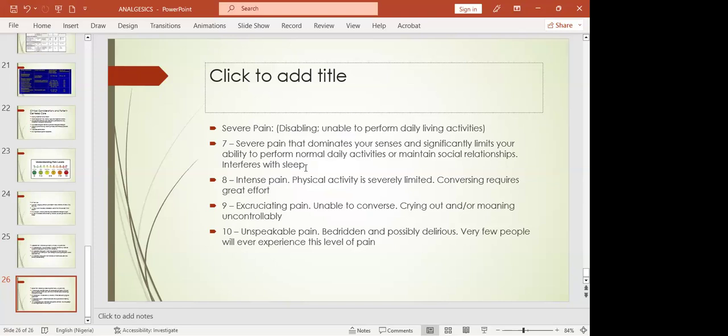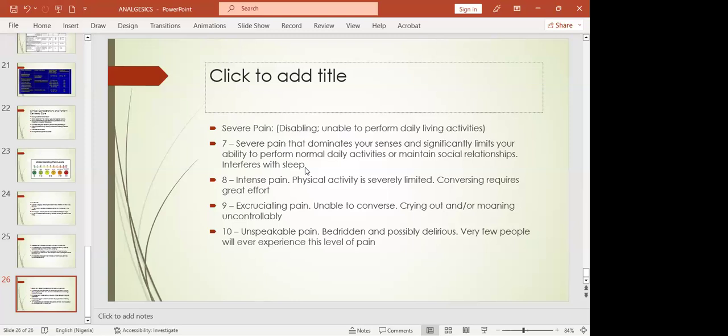So a pain scale of 7 is a severe pain that dominates the person's senses. Essentially all that the person is thinking about is that pain. It will significantly limit their ability to perform normal daily activities or maintain social relationships, and it may even interfere with their sleep. Then a pain scale of 8 is intense. Physical activity is severely limited. In fact, the person may not even be able to converse, may not be able to talk because you're focusing on that pain. Just like, don't leave me alone, I cannot talk now.